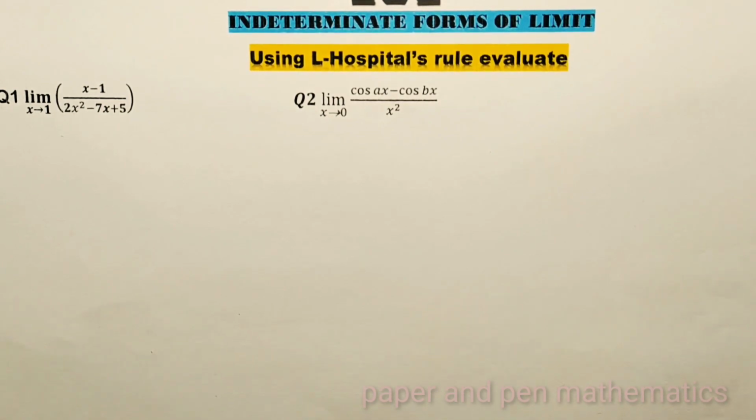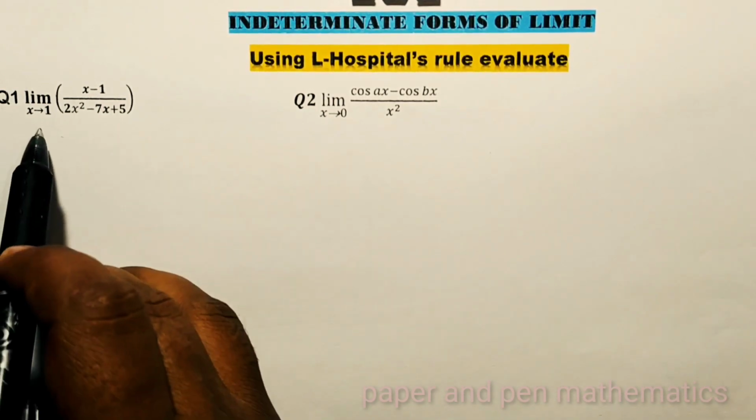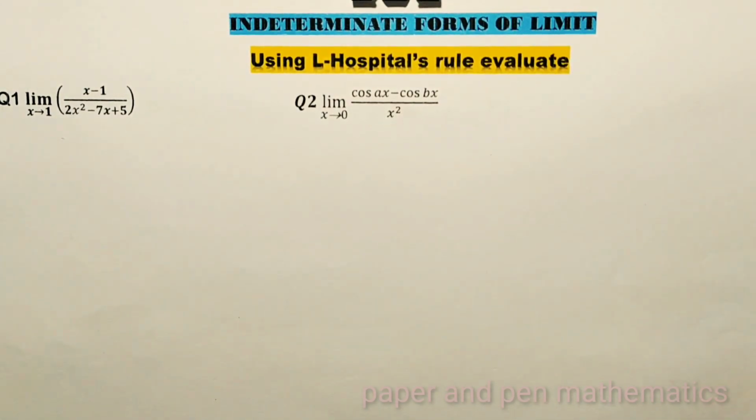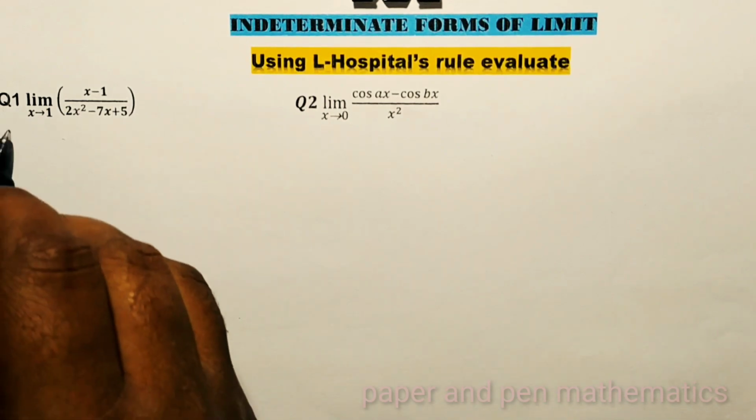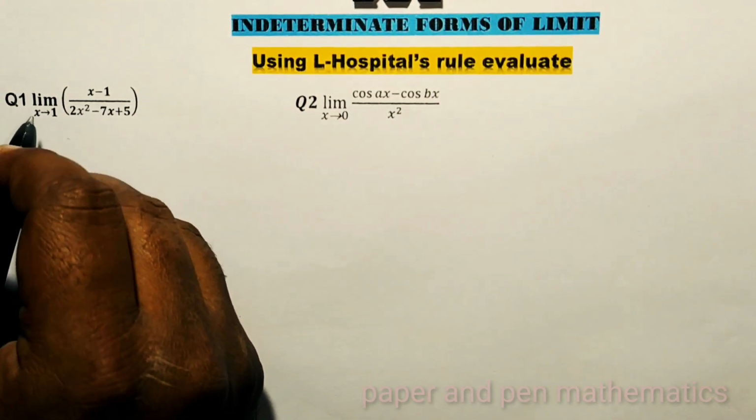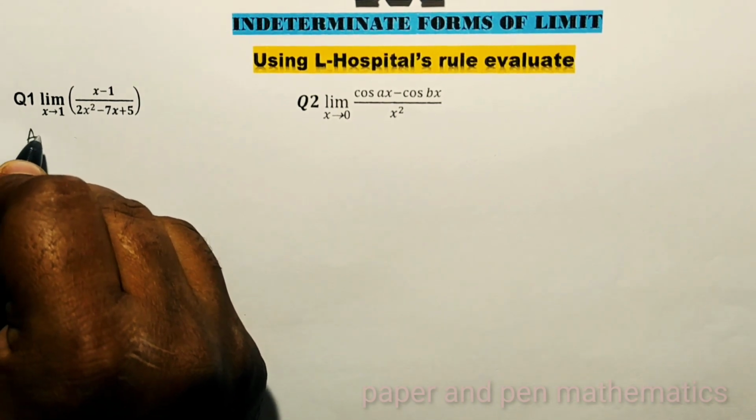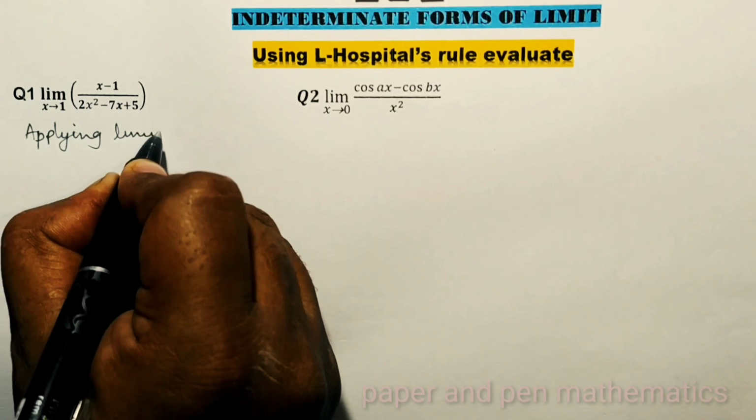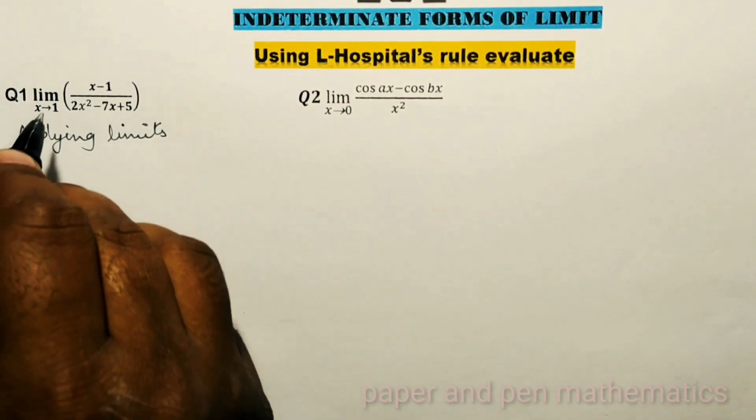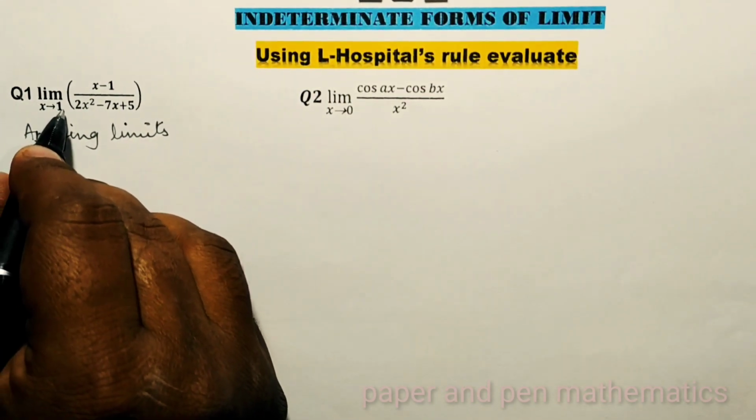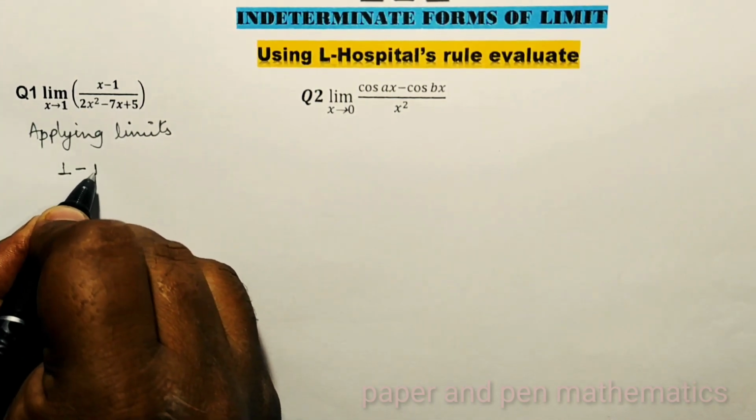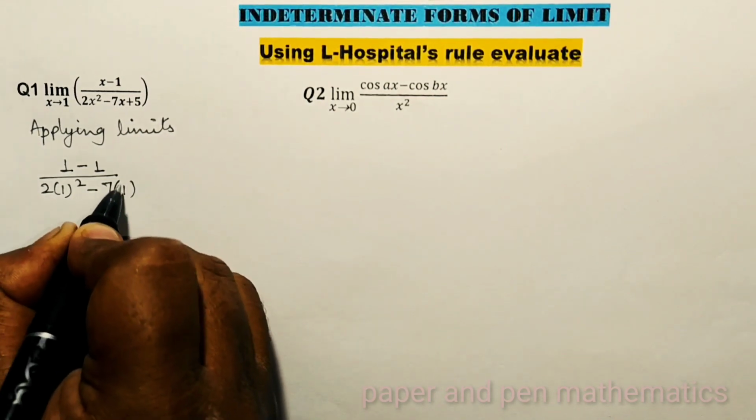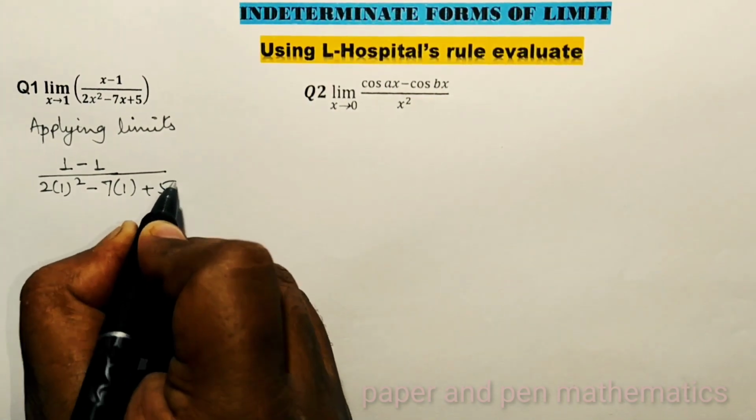The first question is limit x tending to 1, (x minus 1) whole divided by 2x square minus 7x plus 5. Now to solve this question, first of all, we have to apply limits. So on applying limits, when you apply the limit which is 1, it will be 1 minus 1 whole divided by 2 into square of 1 minus 7 into 1 plus 5.